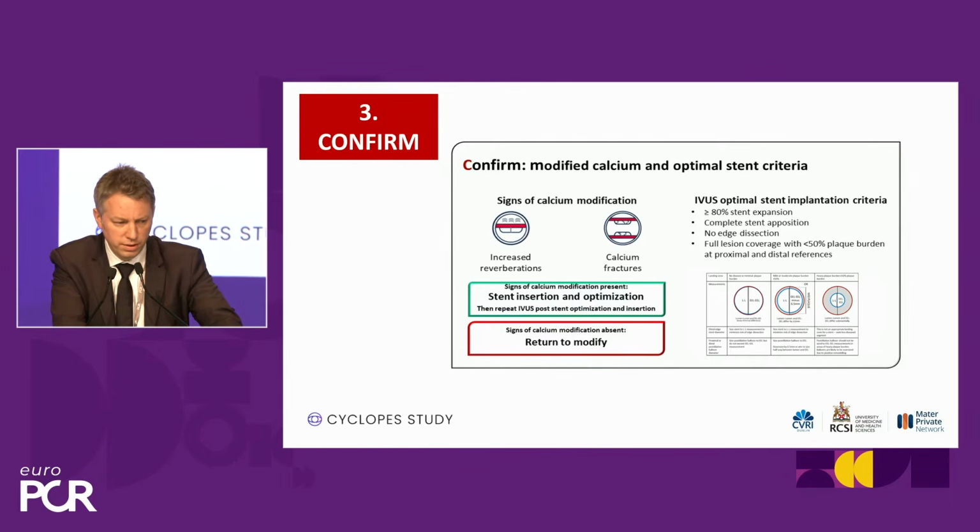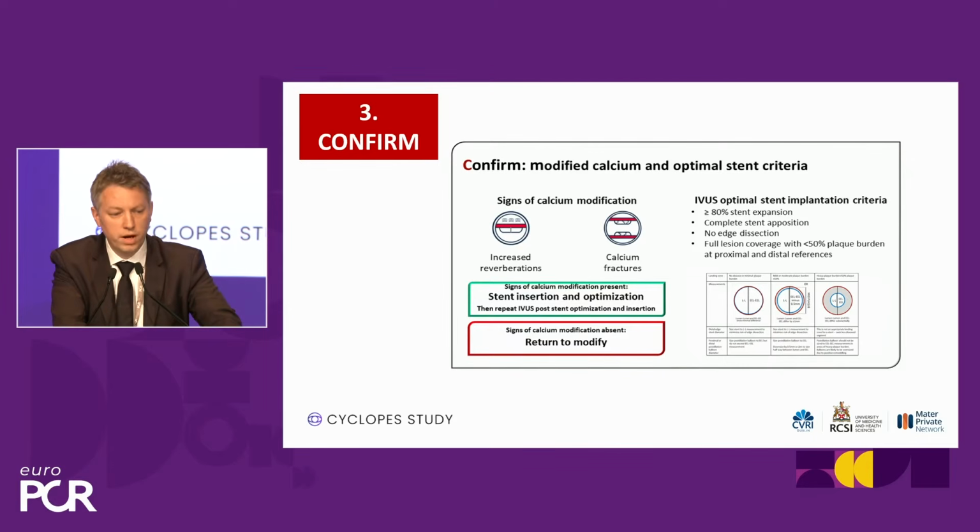Finally then, move on to confirm. You're looking particularly for signs of calcium modification. We've seen it in the case today, either in the form of increased reverberations or calcium fractures. If you're happy with the degree of calcium modification, then you proceed to stent insertion and optimization using the IVUS 123 stent sizing algorithm. Otherwise, you go back to the modify part of the algorithm.